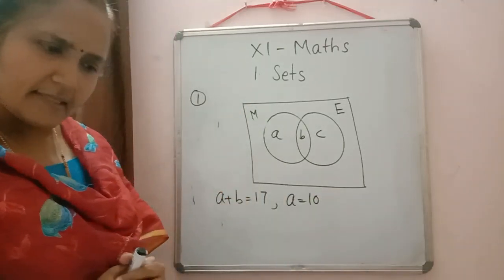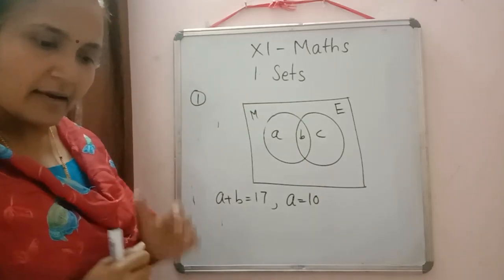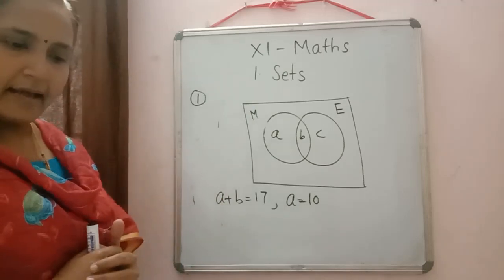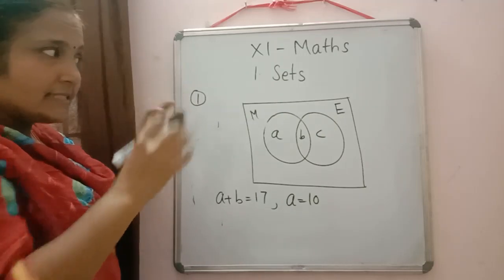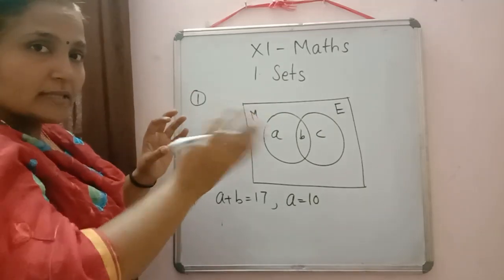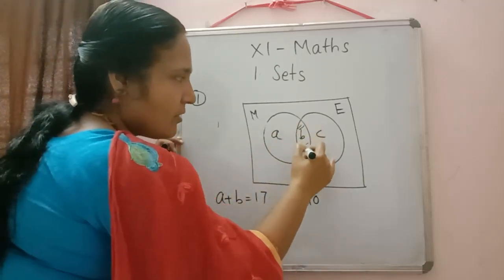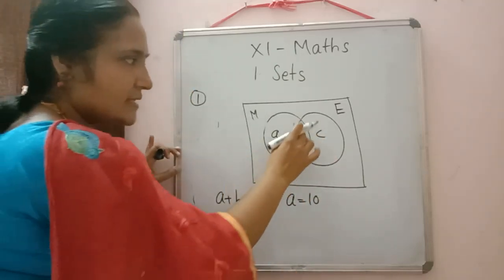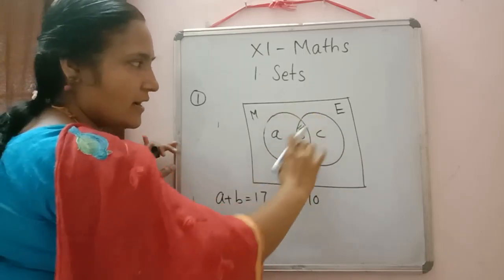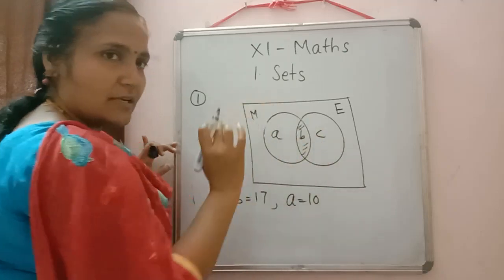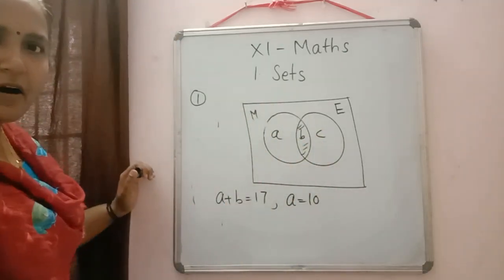Now, just to check, first we have to find the number of students who have taken both mathematics and economics. So the region which is common to both the circles. So which region is common here? Yes. This area is common to both the circles and this region is called the intersection. The number of students who have taken both the subjects is denoted by B here. So from this information we can calculate the value of B.